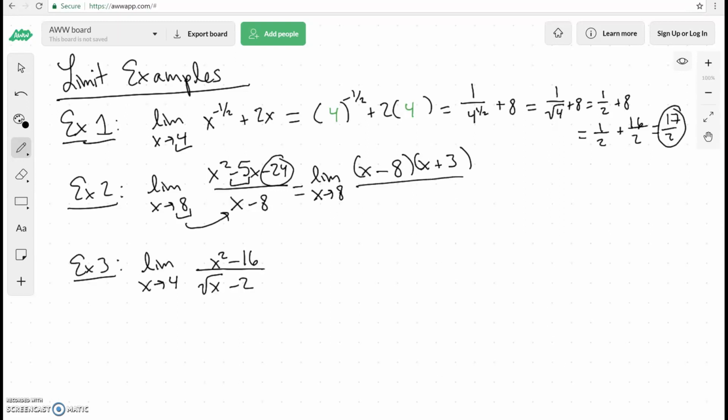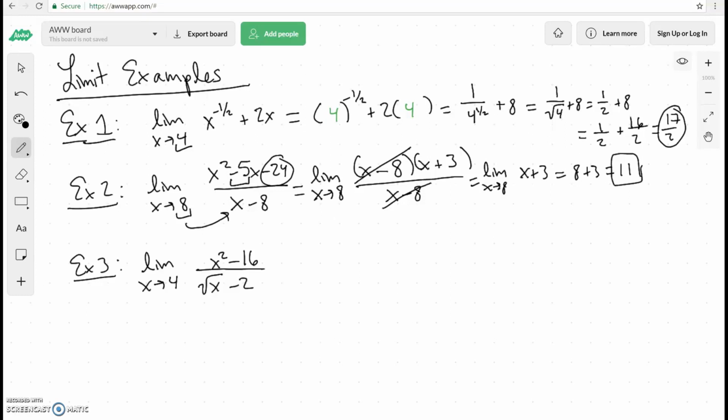Okay, then I'm going to divide it by x minus 8. Then notice that the x minus 8s are going to go away. So now I'm going to have the limit as x goes to 8 of x plus 3. And then the last thing to do is just take the 8 and plug it in. So see that this is actually going to work. So 8 plus 3 is going to be 11.